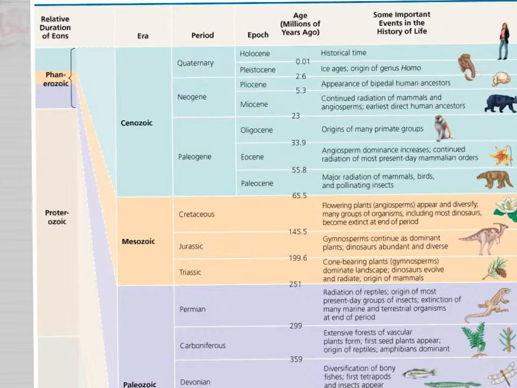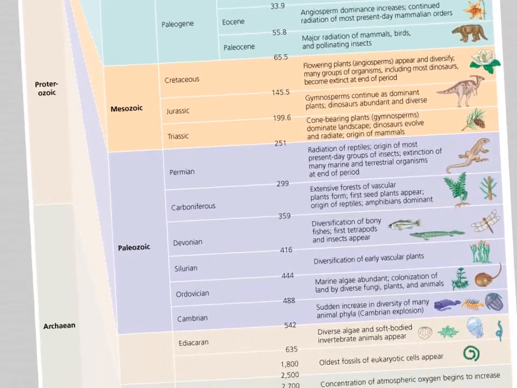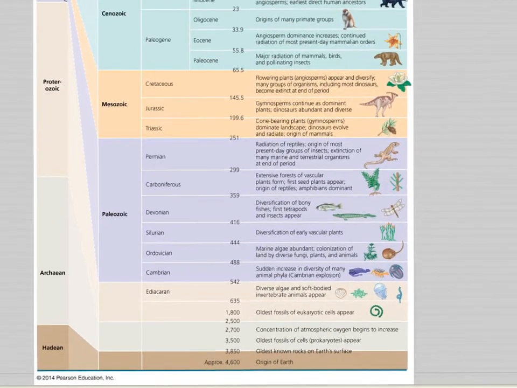And then each of those eons will be divided into eras and periods and epochs. And thankfully, we don't really need to know any of this stuff. We just need to be able to recognize that the Phanerozoic is the most recent, and that's our age, and that most of the organisms that we know have come in that eon. Okay.